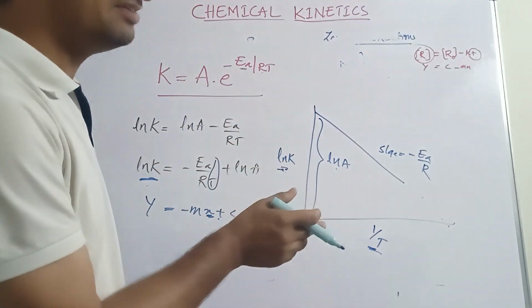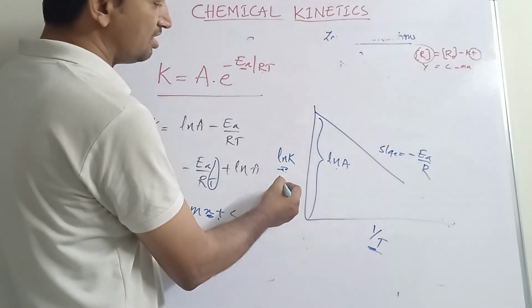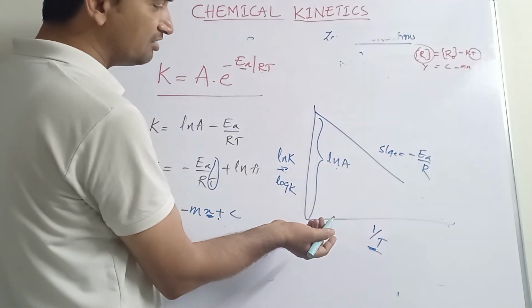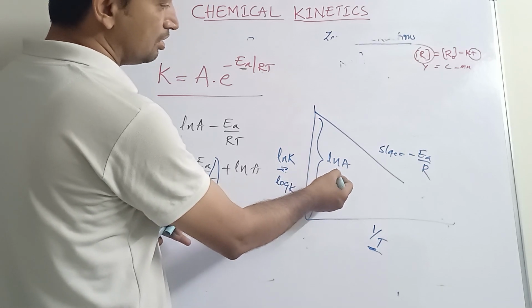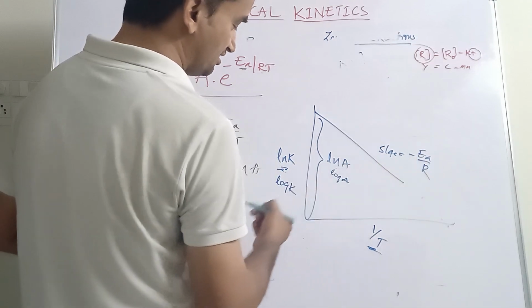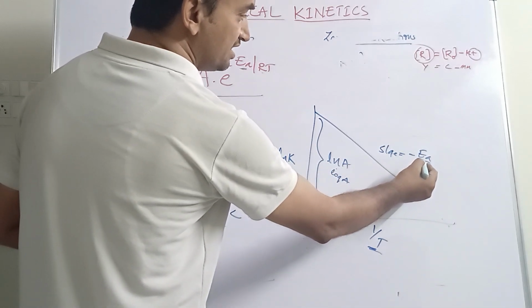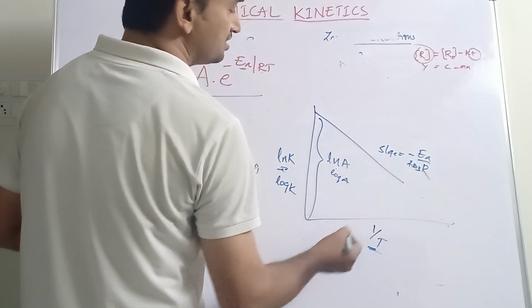Now if the examiner slightly changes the question, instead of ln k, if he gives log k, automatically what will happen? ln equals 2.303 log. So automatically this will become log A. Now the slope becomes, instead of minus Ea by R in the previous case, minus Ea by 2.303 R.